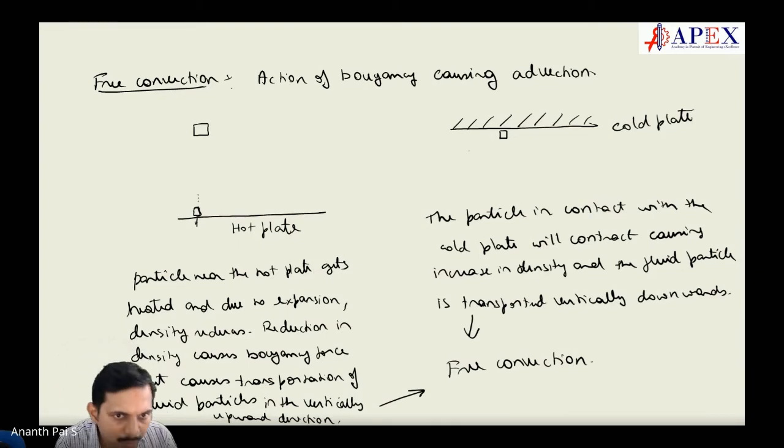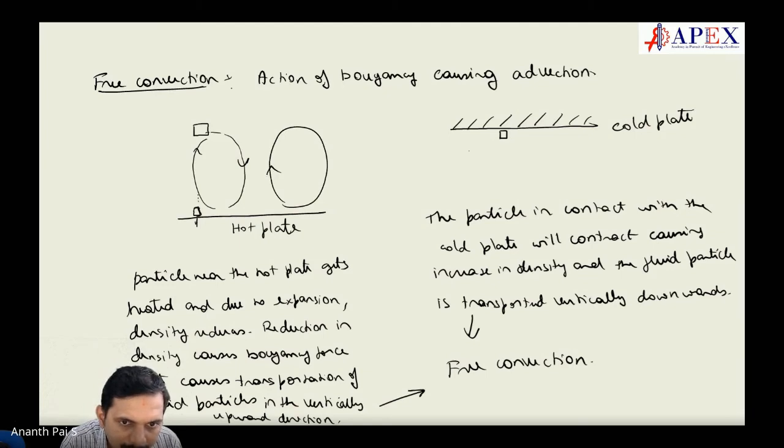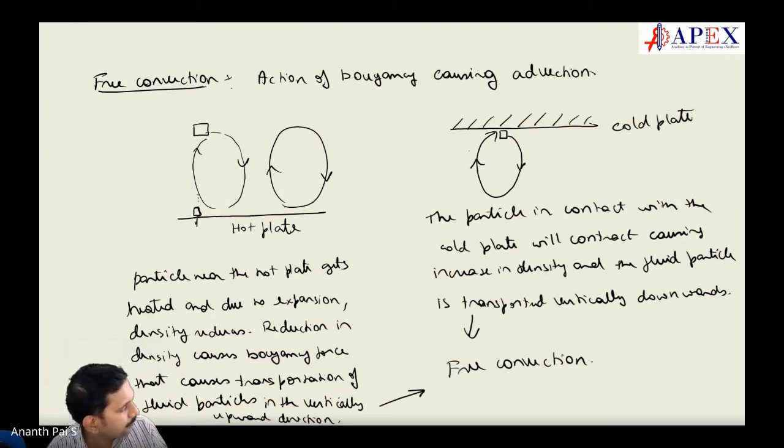And here it goes up and then it may come down here like this. So it goes in a convection loop. Here this goes down and then it goes up. Yes, there is a convection loop here also. And this causes it to cool down. And it's a slow process. It's not a fast process. Forced convection is a fast process. Free convection is a slow process.